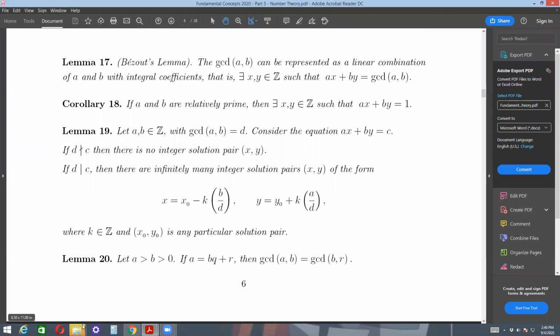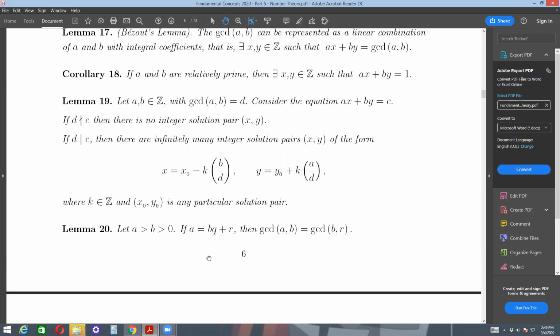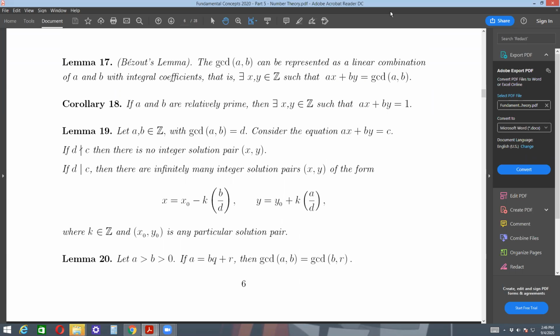All right, Lemma 20: if a and b are positive, where a is more than b, and you use the division algorithm, so you write a = bq + r, then the GCD of a and b is the same as the GCD of b and r. b is the smaller one, so you want to take the smaller one. This is actually something we used before when we were calculating GCD.